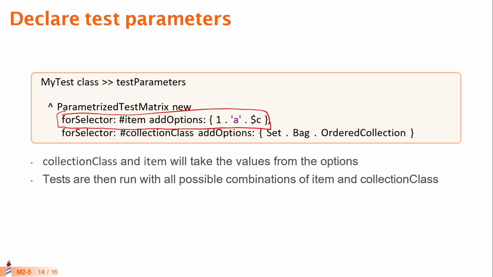In this case, the test will execute for all the combinations that we have in this test matrix. It will produce the combinations to execute the test with all the possible values. It will take a Set and test it with the number 1, the string A, and the character C. Then we'll take the Bag and do the same with the 3 others, and then we'll take the OrderedCollection, doing the same for the 3. So it will execute 9 cases. It will generate the 9 possible cases. It will run all possible combinations of these options. In this case, we combine the 3 items and the 3 collection classes, having 9 tests in total.